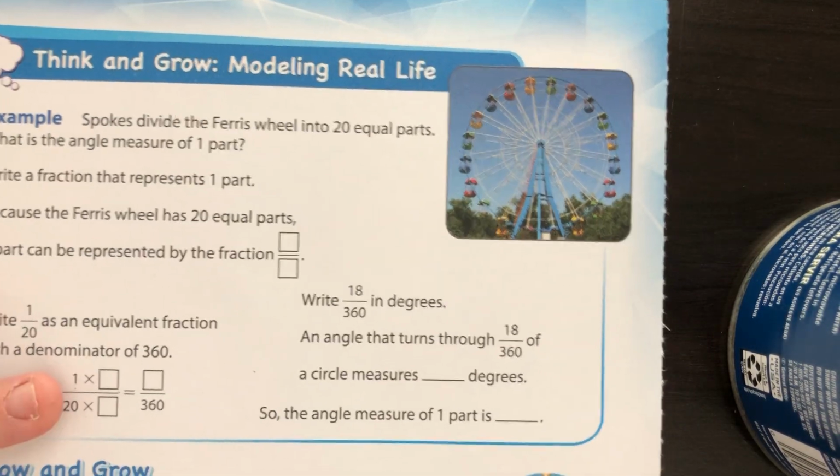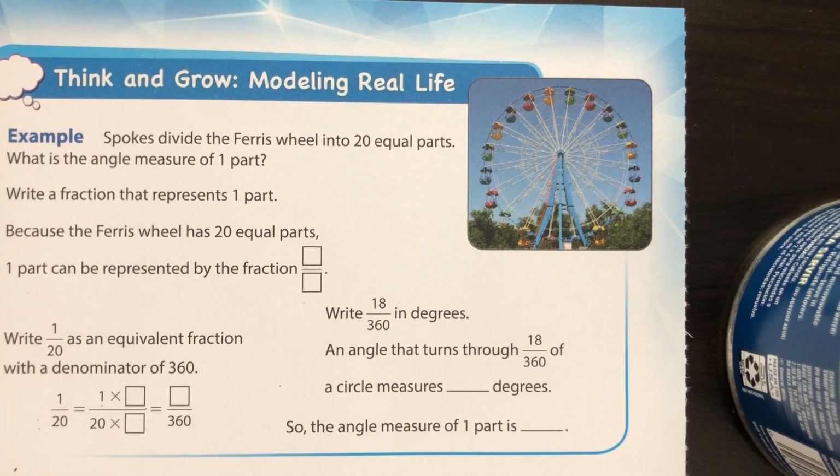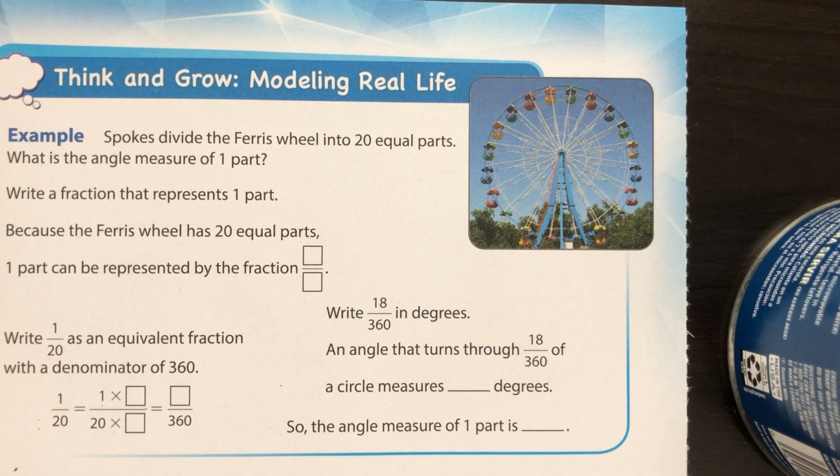Okay, almost done. Spokes divide the Ferris wheel into 20 equal parts. What is the angle measure of one part? Okay, so if I were to divide that Ferris wheel, which is in the shape of a circle, we know that. So what would we have to do to figure out the measurement of only 1/20th of that? It's simple.